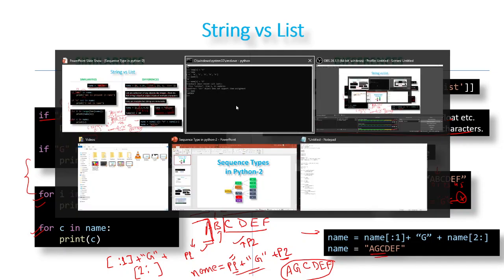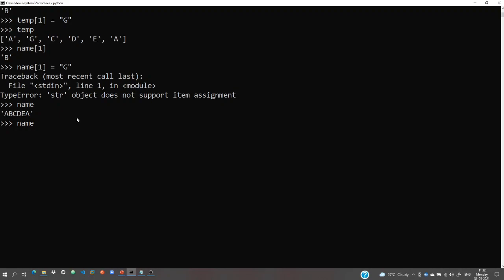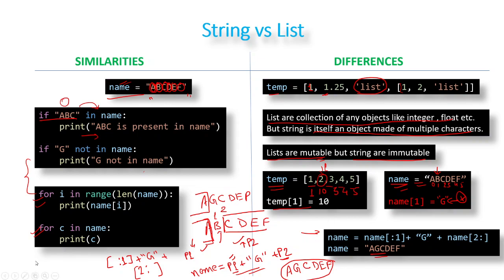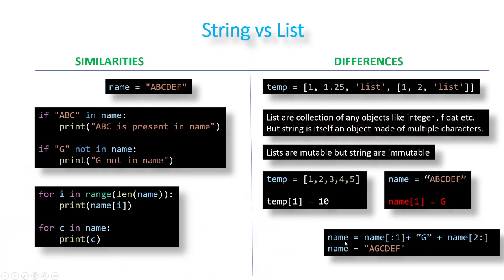So let me show it on code. If we do name is equal to name, then I want to replace the value at index 1 with g, so I'll do something like this, and then I want to take everything after the first index, so I'll do 2 colon. If you do this and check what is name, you can see the second character is replaced. Initially it was b, now it is replaced with g, everything else is the same. So this way we can replace a particular index in a string.